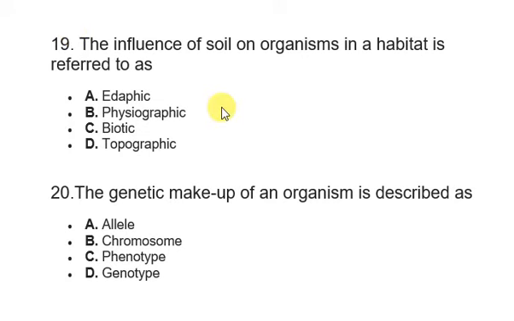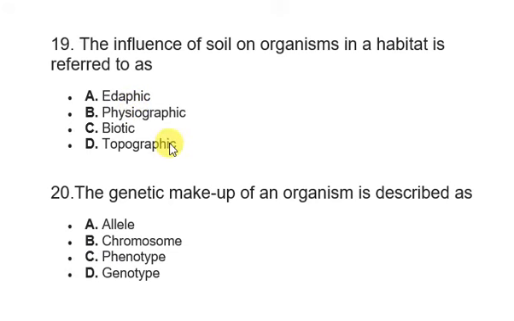So question 19: the influence of soil on organisms in a habitat is referred to as... the influence of soil, the effects of soil, the force being exerted by soil on organisms in a habitat is referred to as: A, edaphic; B, physiographic; C, biotic; D, topographic. First, what is topographic?